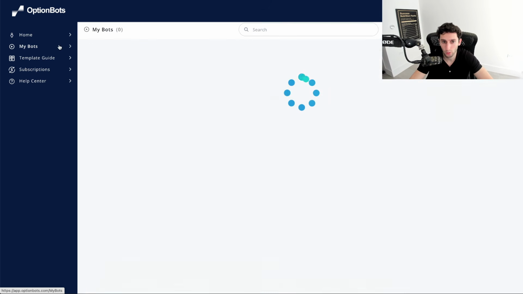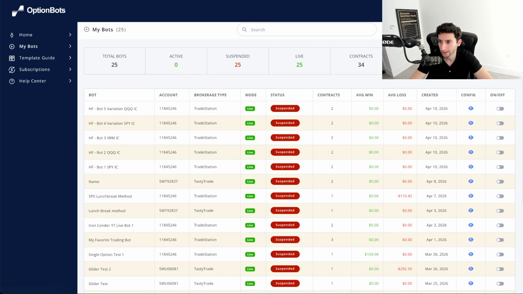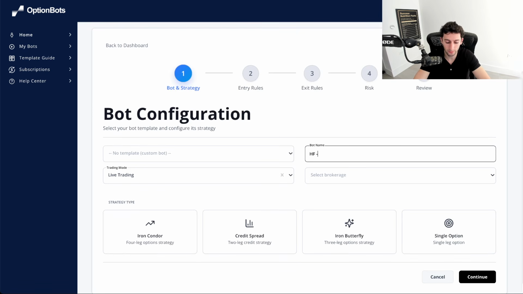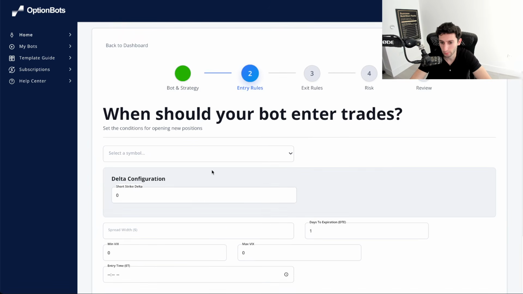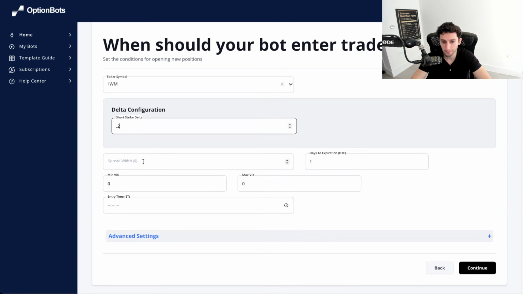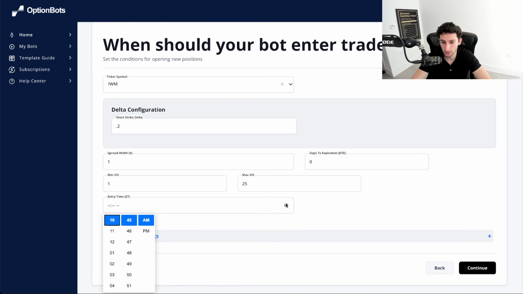And then we're going to go with bot 6. So add that trading bot, HF, bot 6, variation, IWM, IC. Boom, connect the broker. We're going to go IWM, 0.2. Spread width is 1, 0 DTE, 1 to 25 VIX. And we're going to go 2:20 PM.